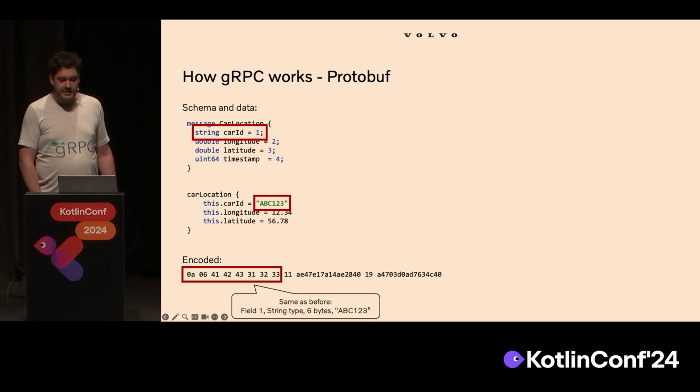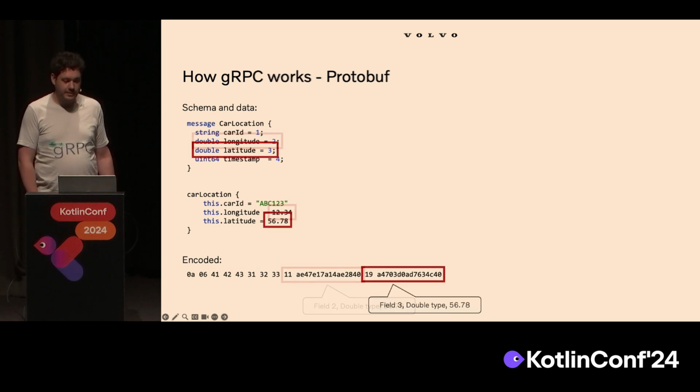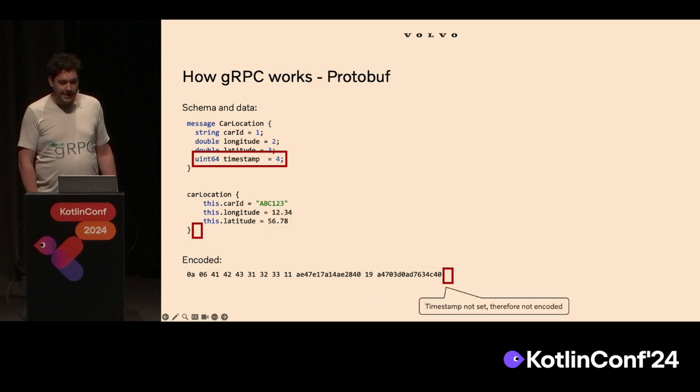The encoded response message, first 8 bytes are exactly the same because it also starts with field 1, type string, 6 bytes, ABC123. We have a field 2, double type for longitude, field 3, double type for latitude. And because we didn't encode any timestamp, this will have the default value and therefore nothing is encoded. So if a message consists only of default values, then it will encode to nothing, or 0 bytes. And vice versa, any protobuf message can be decoded from nothing, giving a message with all default values.